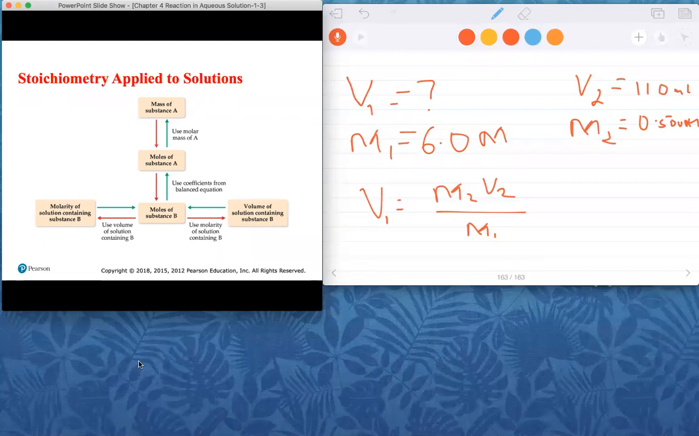Any question on molarity and dilution law? If not, there is something I want us to look at.